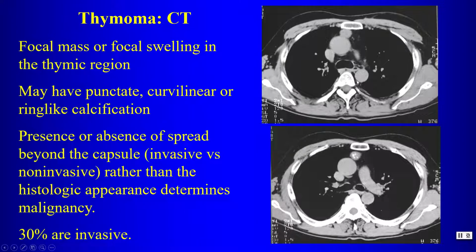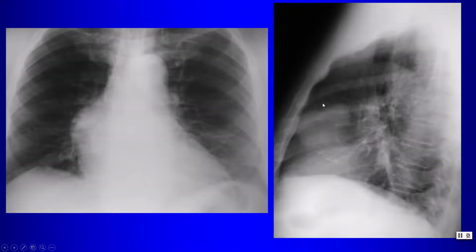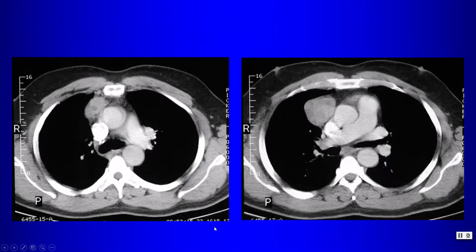So on CT, a thymoma can give us a focal mass or swelling in the region of the thymus. You might have calcification, as in this example. They can be invasive or non-invasive, and it's spread beyond the capsule that determines that. So often the pathologist will need to make that determination. 30% are invasive. So here's an example of an anterior mediastinal mass here. You can see it here on the frontal, but the lateral view confirms it's in the anterior mediastinum.